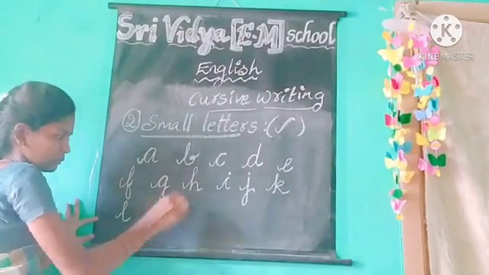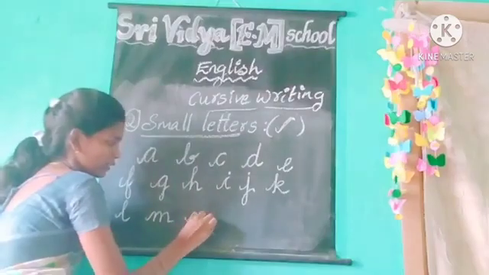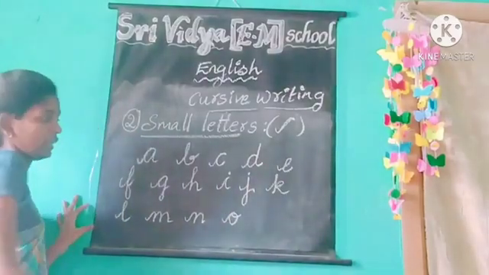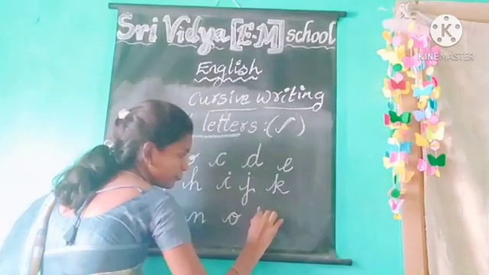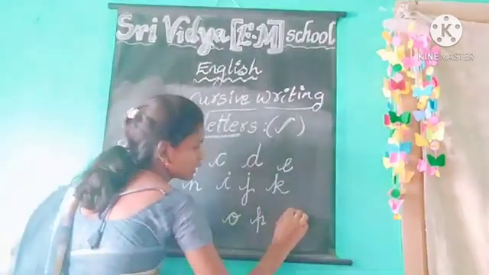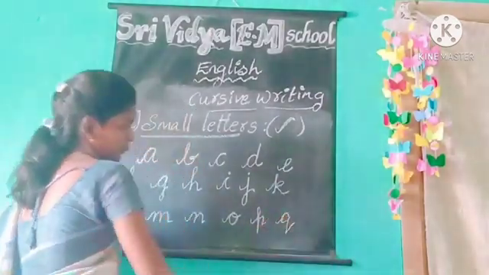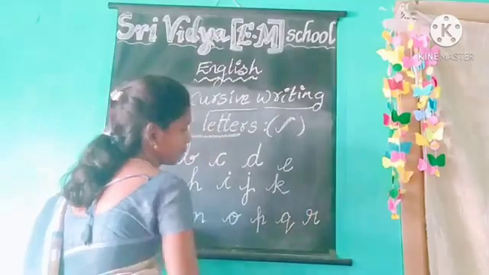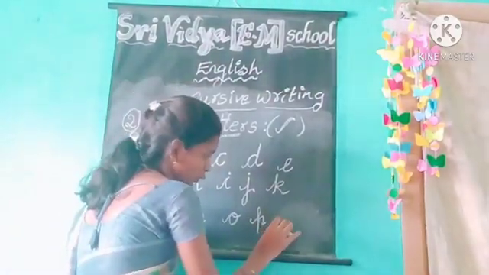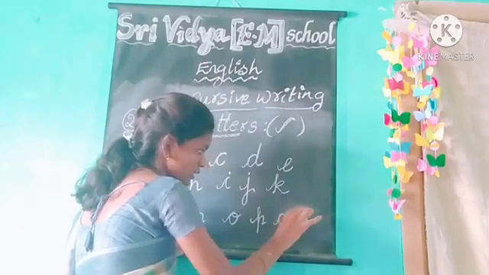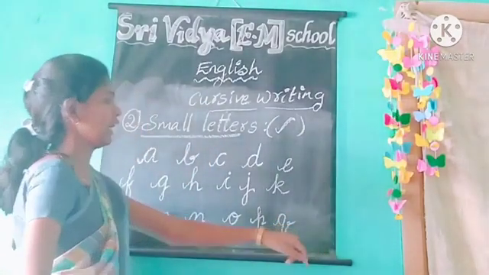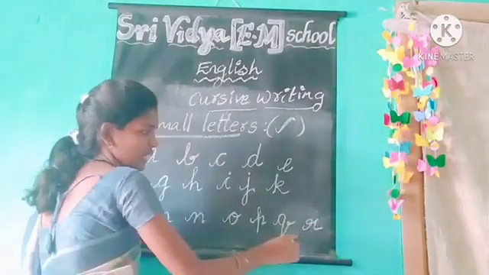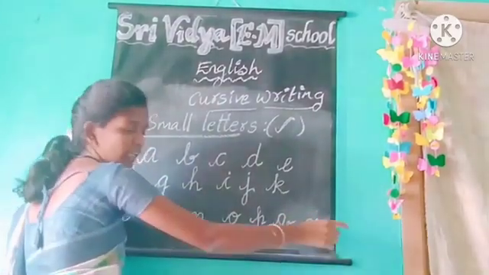Okay, next, M, N, O. Okay, next, after O, P. What is the next letter? Q. Q should be written like this. Okay. After Q, the next letter is R. The next letter is R with the stroke. With the stroke, we are writing the R.